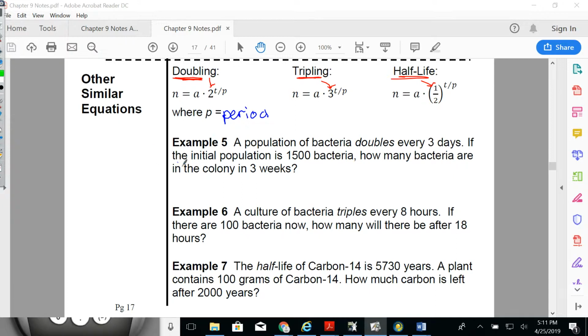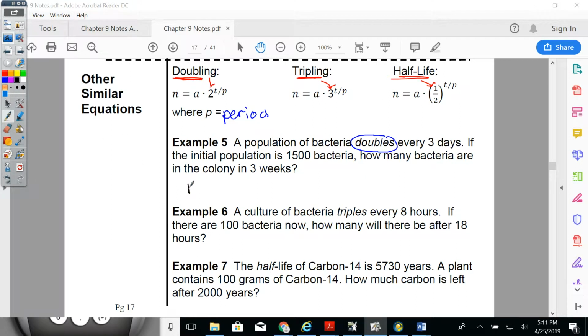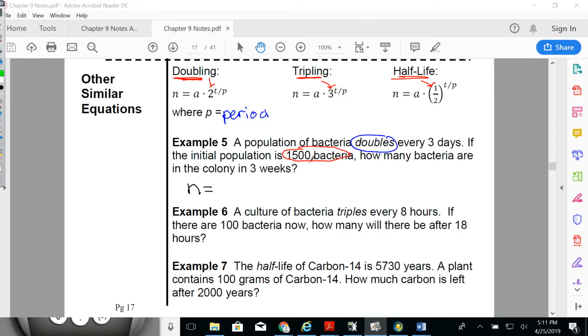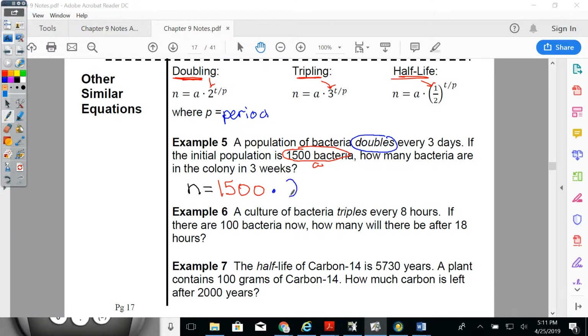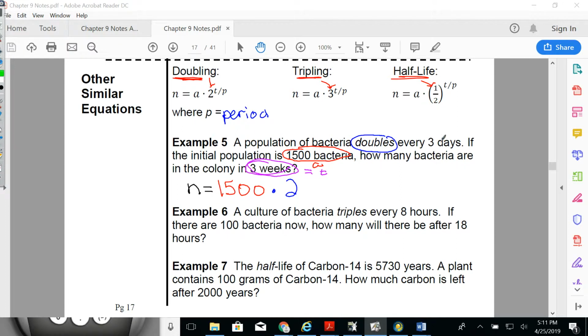All right, so if we look at example 5, it says a population of bacteria doubles every 3 days. So I know I'm using the first one here. So N equals, if the initial population is 1,500, the initial is your A value, so A is 1,500. I know it's a doubling, so I'm going to multiply by 2 to the T divided by P. Right here, how many bacteria are in the colony after 3 weeks? The 3 weeks is the time. But we need these units to be the same. So if this is in weeks and that's in days, we need to convert this to days because it's easier than converting that to weeks. So 3 weeks is 21 days.